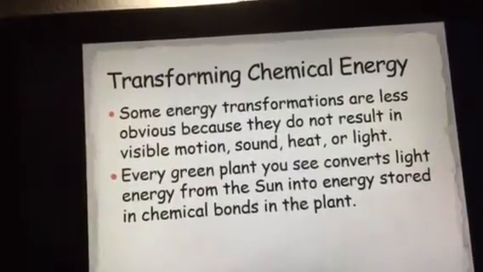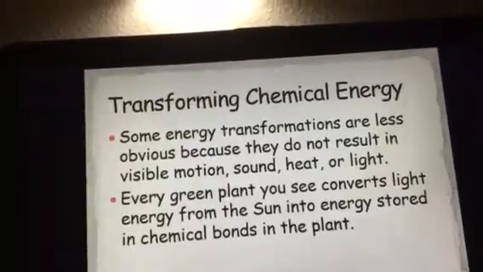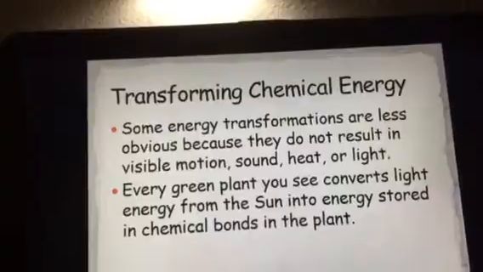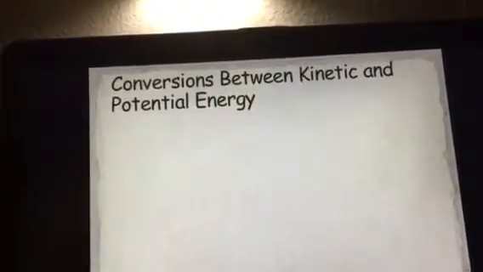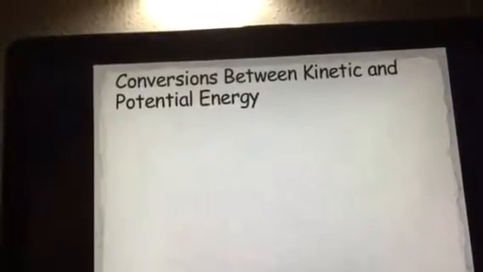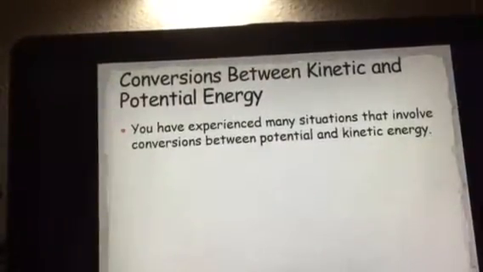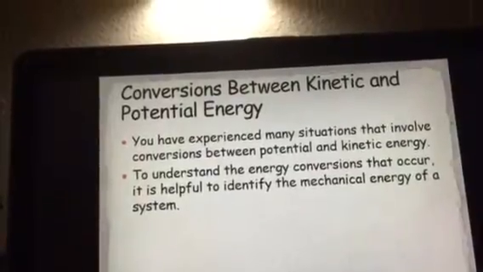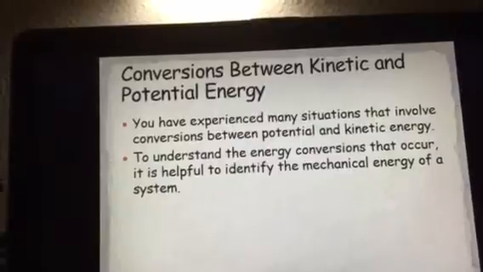Now, every green plant that you would see captures light energy from the sun and converts it into chemical bonds stored in the plant called glucose. This is done in a process known as photosynthesis. So we do have a conservation between kinetic and potential energy. You can't just lose potential energy when you go to energy in motion. You may have experienced this in several situations within your life. And so basically, to understand that energy is conserved, that's helpful to you.